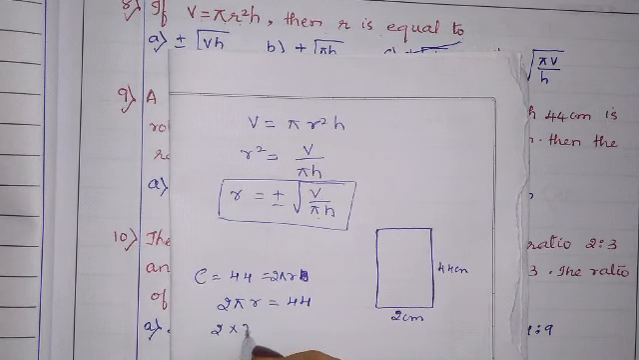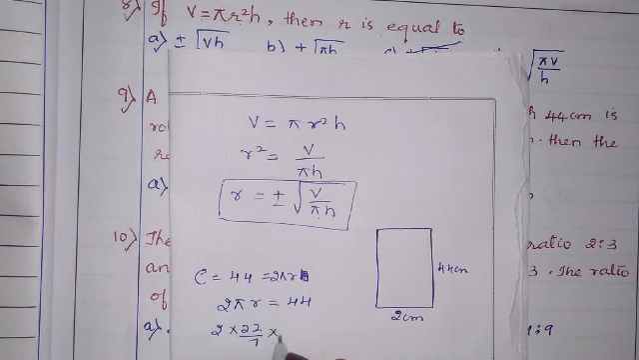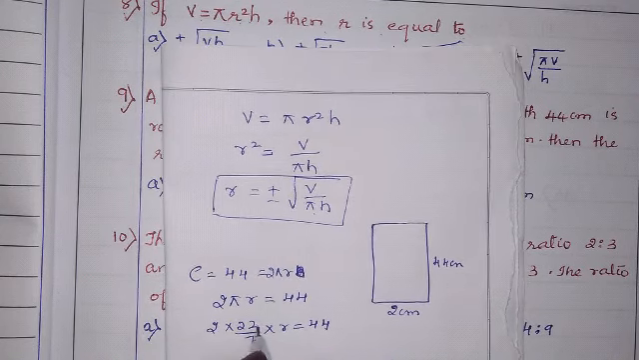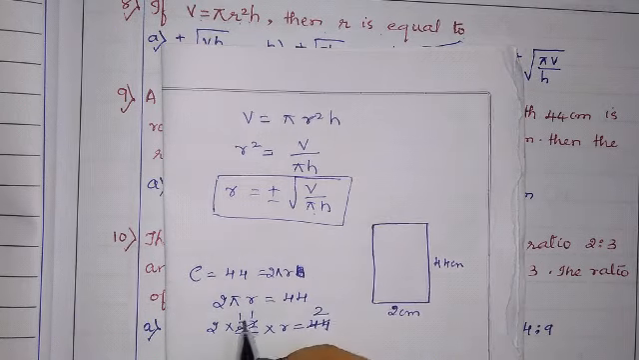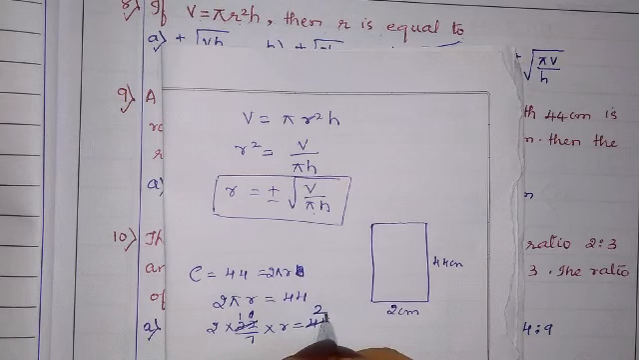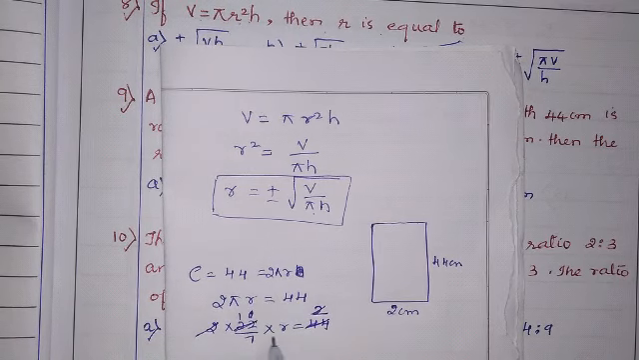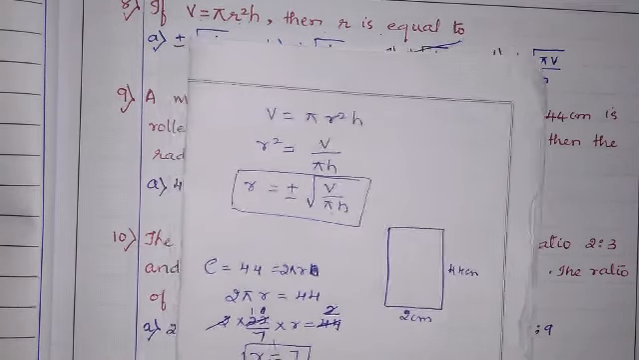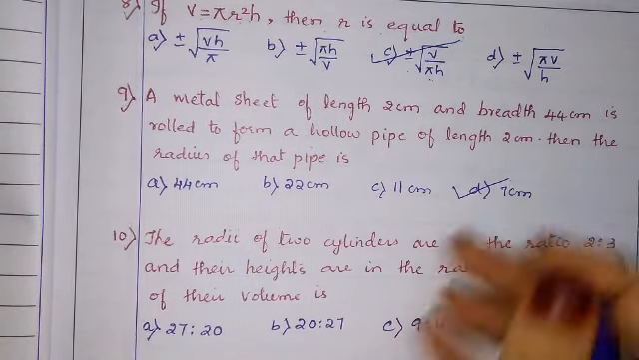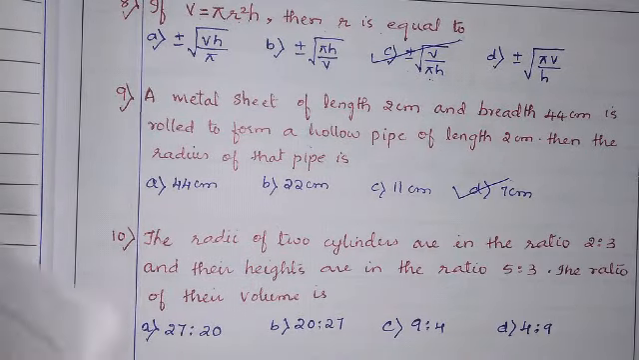2 into 22 by 7 pi into r is 44. Now we can see here 2 ones are 2, 22 twos are 44. The 2 gets cancelled, so divide will become multiply, that is r is equal to 7. The correct option is 7. Let us check, yes, option D, 7, is the correct answer.